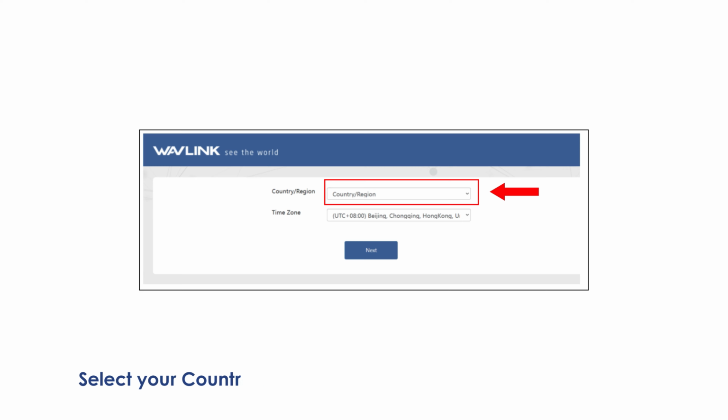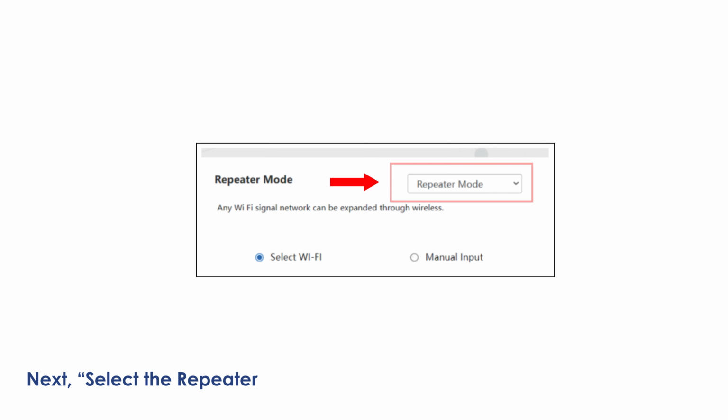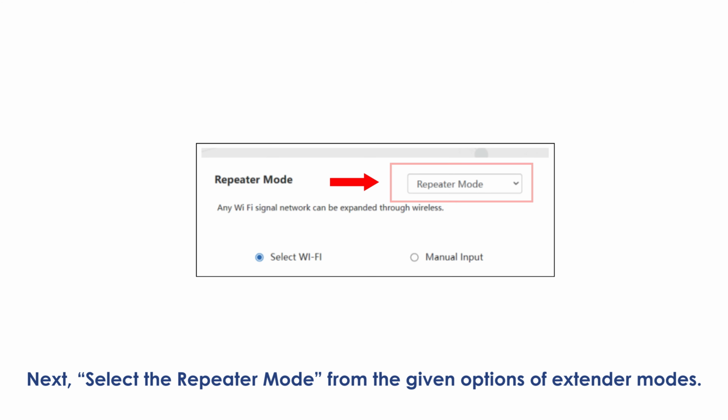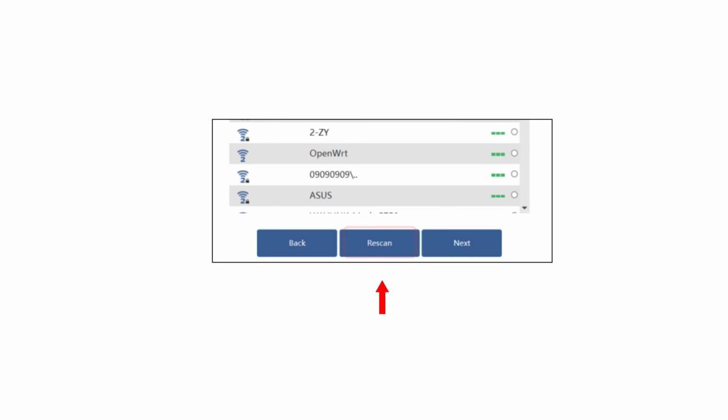Select your country/region and time zone, and then click Next. Next, select the repeater mode from the given options of extender modes. Now, select the Wi-Fi you wish to extend and click Next. If not found in the list, click the Rescan button.